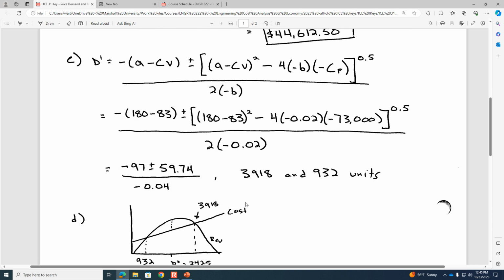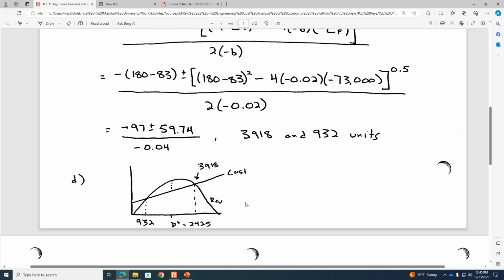And then if we just sketched out conceptually some of the key points on a figure, we're going to have the first break-even point, which is where now the revenue is above the costs. We'll have the optimal demand, which is where the revenue curve is as far away from the cost curve as it's going to get. Then the second break-even point, beyond which we're actually losing money because our revenues are less than our costs.